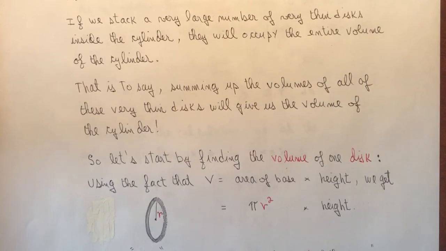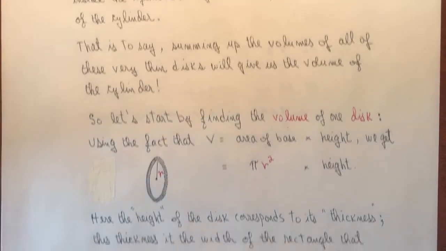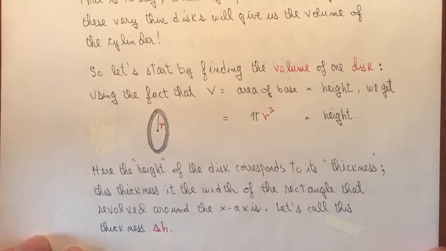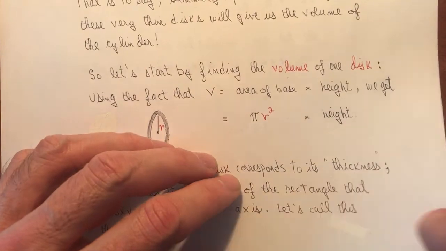Using the basic standard formula that volume is the area of the base times the height, we get that the area of the base, which is clearly a circle, is pi r squared, times the height of that little disk. And here, the height of the disk corresponds to its thickness. This thickness is the width of the rectangle that revolved around the x-axis. Let's call this thickness delta h.